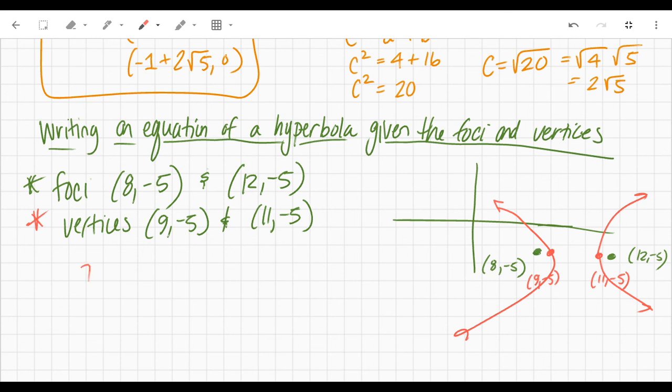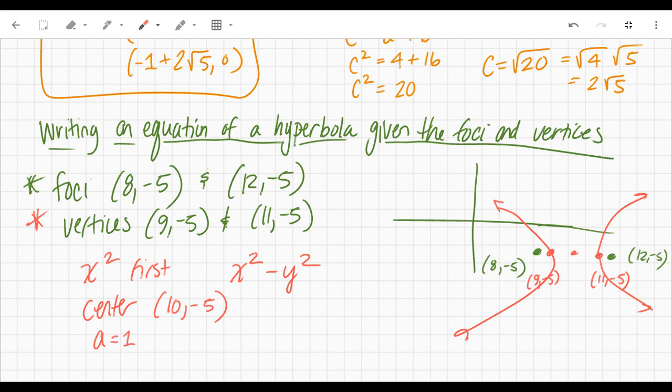So it means that we're going to have our x squared first. I'll just write that, x squared first. So it'll be x squared minus y squared to get that shape to it. Okay. It means the center, if I just kind of figure out, halfway between 9 and 11 has to be at 10. Your center has to be halfway between the foci, halfway between the vertices. So the center would be at 10, -5.